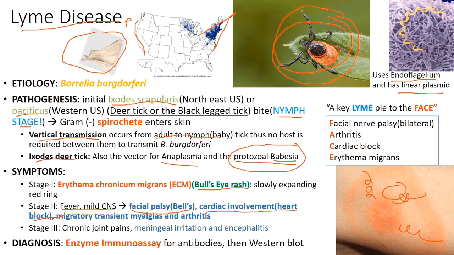Also, it can cause myalgias and arthritis that kind of migrate and move all over the place. Remember, this is a migratory spirochete, so it moves all over the place. So obviously, if we have arthritis associated with Lyme disease, it's going to be migrating all over the place. However, if we leave it for even longer than stage two and it progresses to stage three, it's going to be chronic joint pains, a lot of joint pains, something that you can't even really get rid of, even if you treat the infection itself.